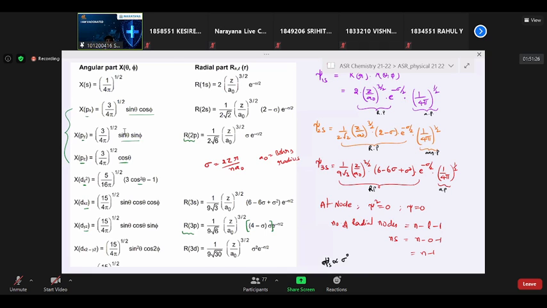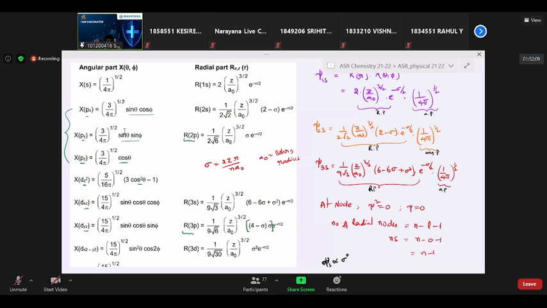So cos theta, or sin theta sin phi, or sin theta cos phi. If they are angle dependent, that always means directional. They are directional orbitals, so they should be p or d orbitals. So px, py, pz are angle dependent. And if it depends on cos square theta, that is dz square. You need not remember the formula or the expressions. No need. Just identify whether it is angle independent or angle dependent.